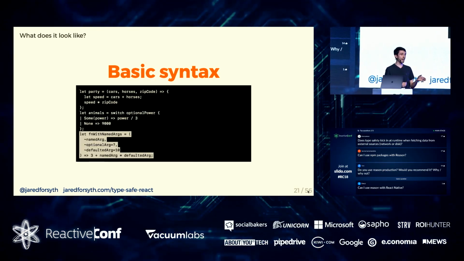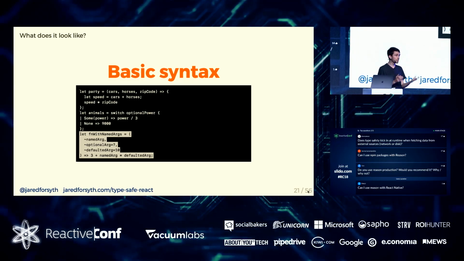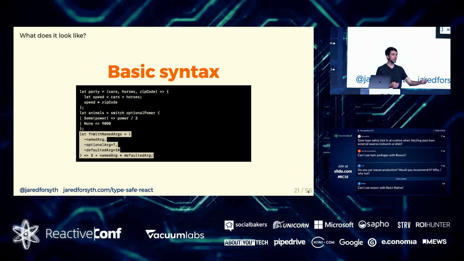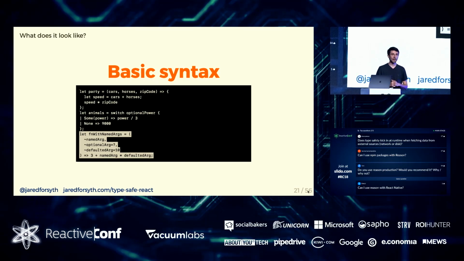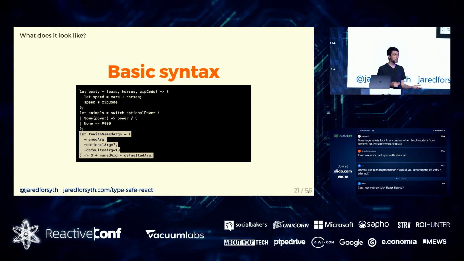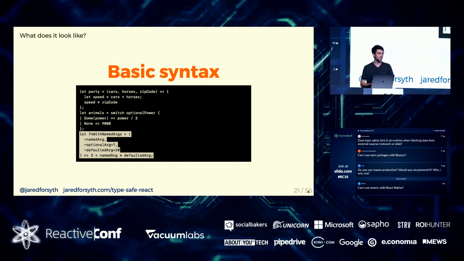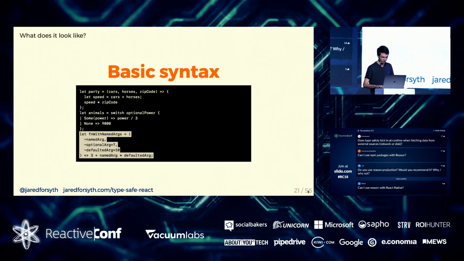Another cool thing that Reason has that I take advantage of a lot is named arguments, which if you've used Python or Swift, you'll be familiar with. And named arguments can be optional, and they can have default values, which comes in handy a lot.